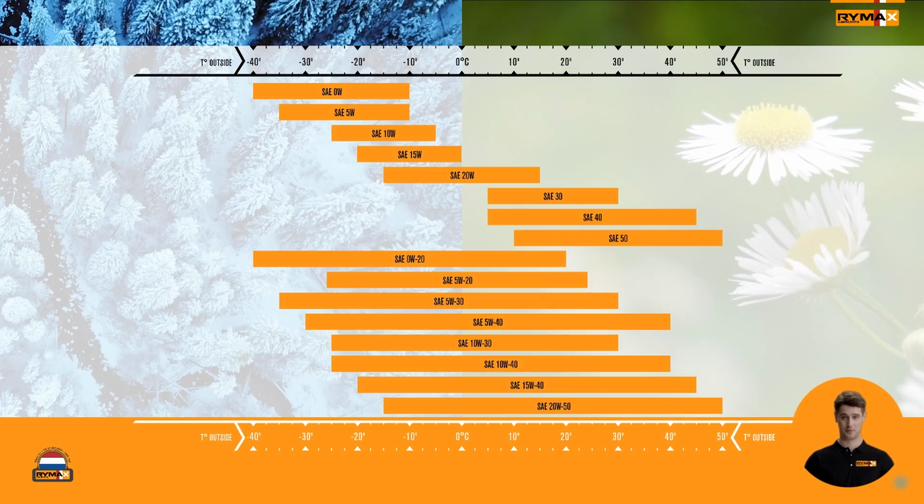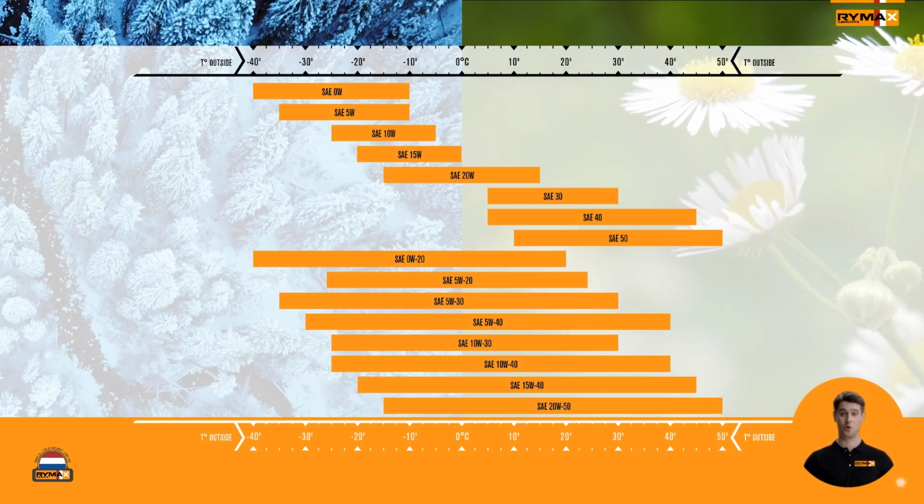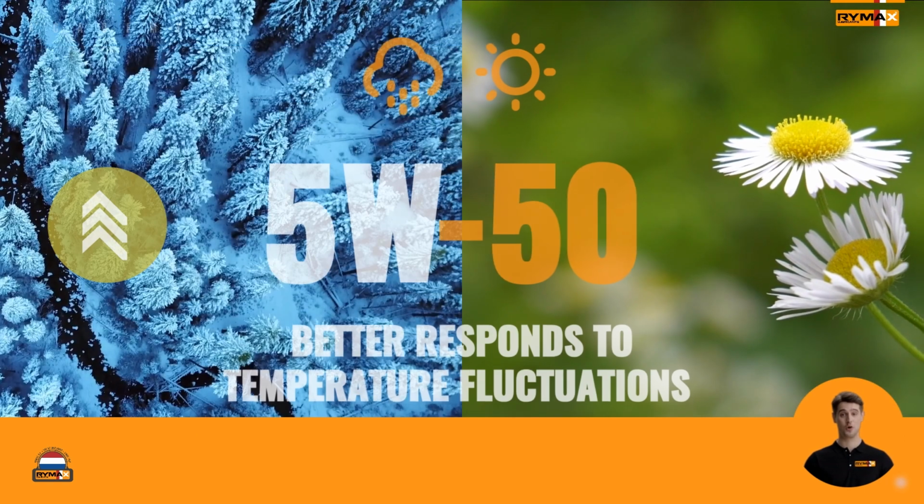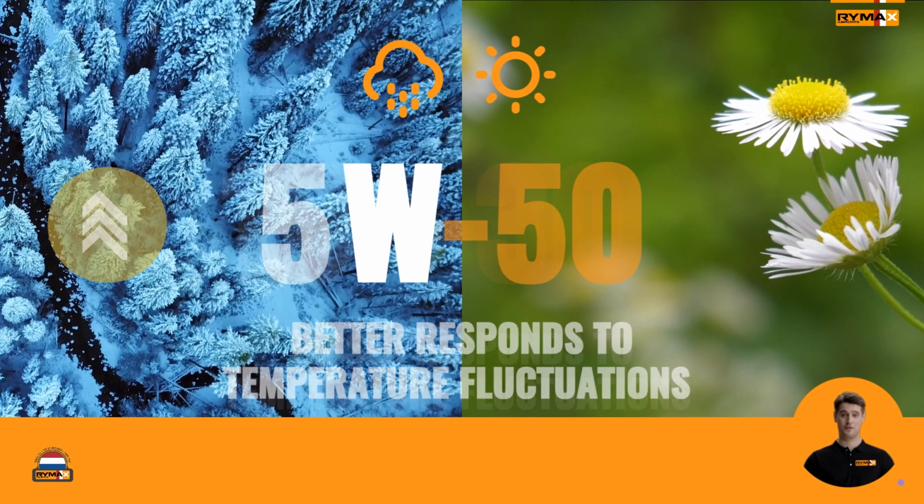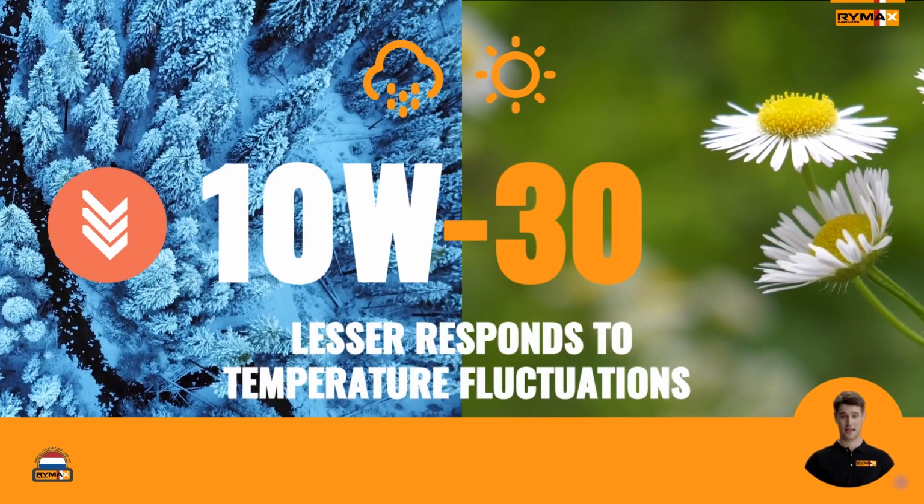The bigger the gap between the value before the W and behind the W, the less the oil loses performance under the influence of the temperature. So a product with a viscosity of 5W50 responds better to temperature fluctuations than a 10W30.